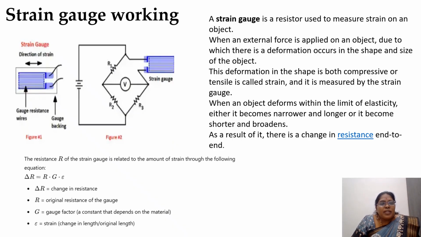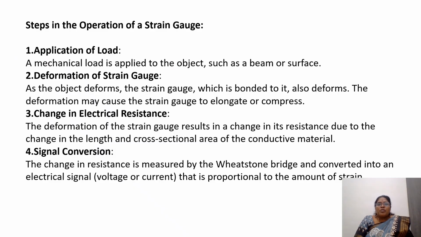So that is the formula here, del R equal to R into G into epsilon, where R is the resistance and G is the gauge factor. That depends on what material you are using. G will change based on the material, and epsilon is nothing but the strain. So from this we can easily find the change in the resistance. The change in resistance is always proportional to how much amount of strain we have applied.